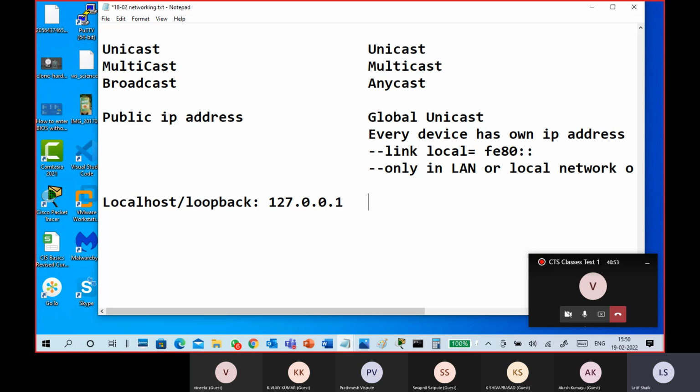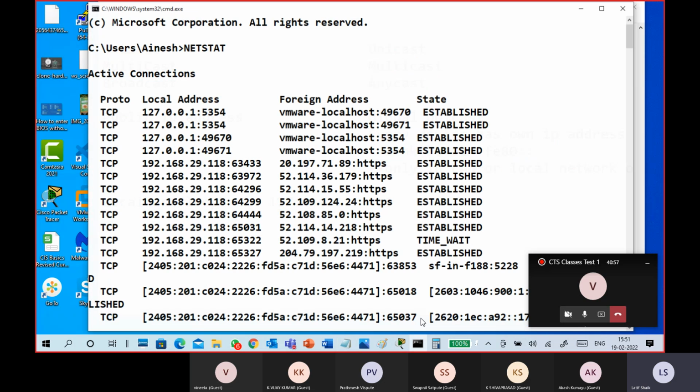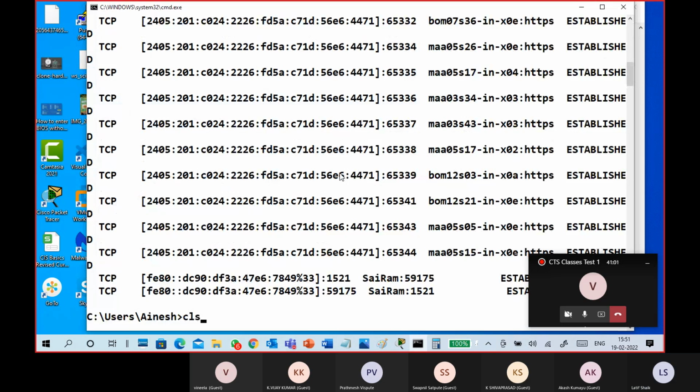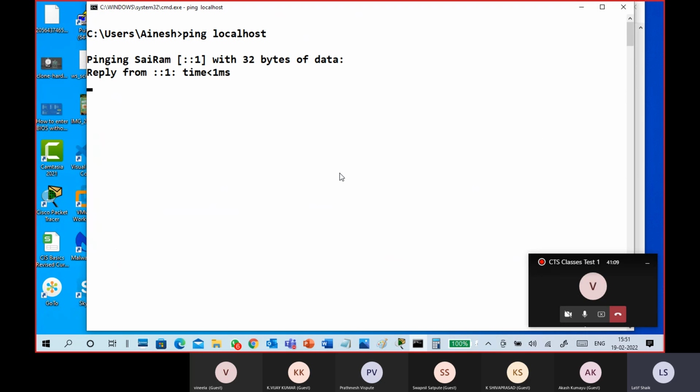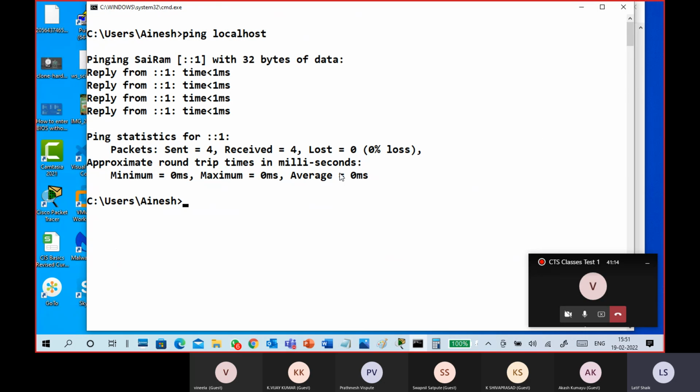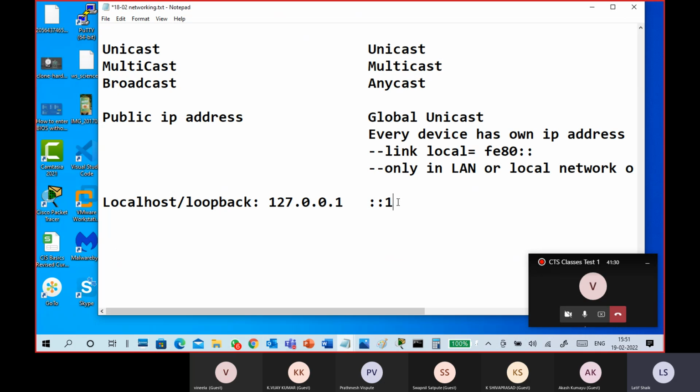In IPv6, the loopback IP address is ::1. If you want to try, for example, I want to ping my localhost. You get ::1. It means because IPv6 is enabled, I'm getting a reply from ::1. If I disable IPv6, I will get a reply from 127.0.0.1 only. So I'm pinging myself. That is called a localhost.